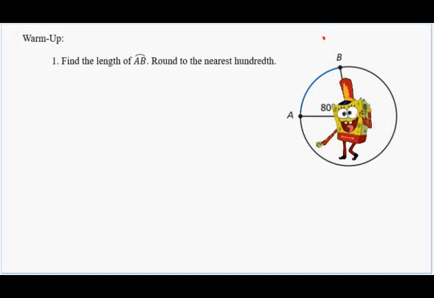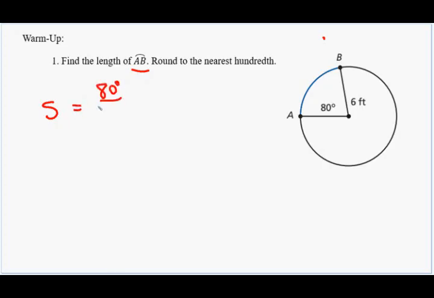Welcome back to geometry. This video is going to cover 17.3, or the area of a sector. So our warm-up is based on what we did yesterday. Find the length of arc AB. So S is usually used for that. And we're going to do our fraction, 80 degrees out of a full 360. And that's going to be multiplied by 2 times pi times radius 6.